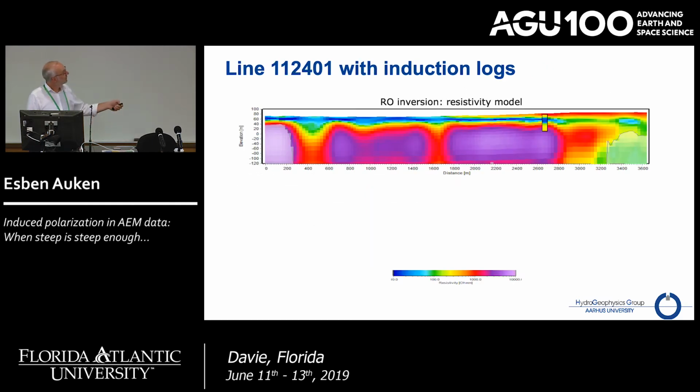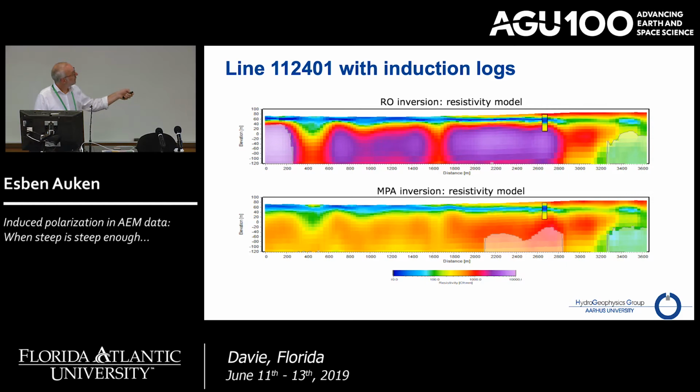So this is the resistivity-only inversion, and there is an induction log over here. Let's go to the geology afterwards. But basically, we have a conductive layer here at the surface, and then a much more resistive layer down here. And that is actually very resistive, you can see down here.